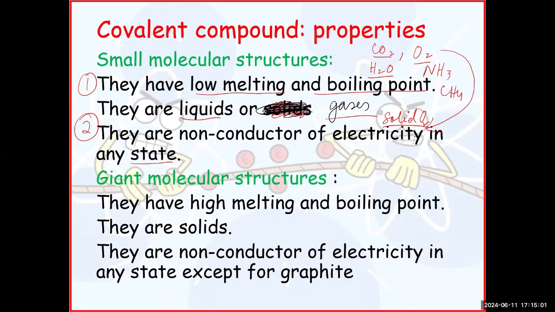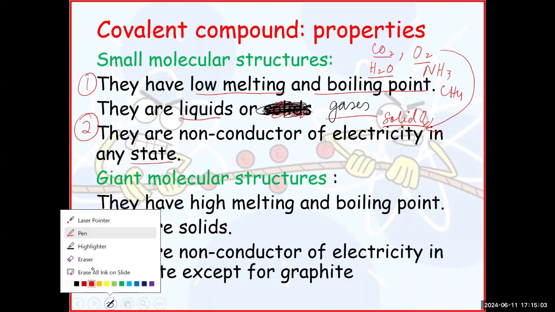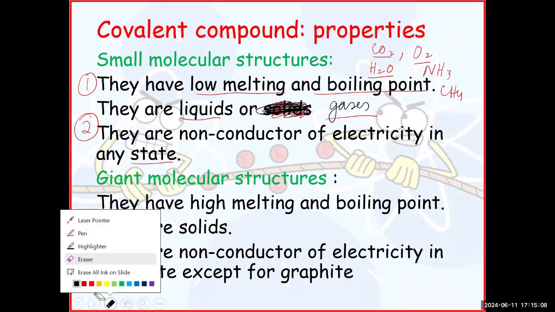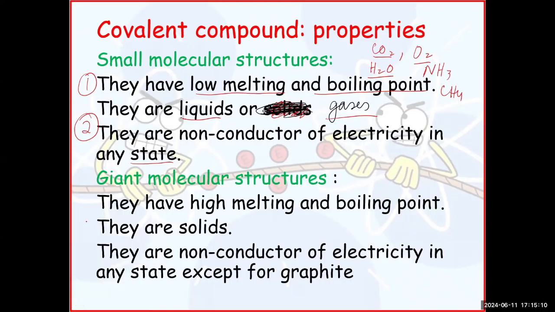No, it will not. Can any one of you give me the reason why it is not possible for small covalent compounds to conduct electricity in any state? What could be the reason? Miss, because they don't have freely moving ions. Yes, very good. So that is the reason.